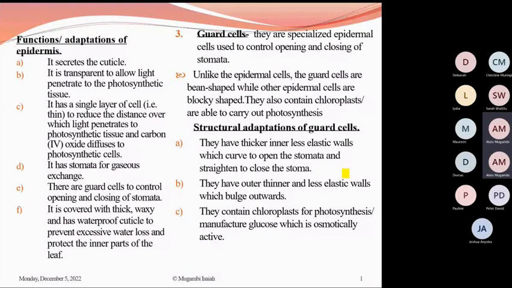In the epidermis, the guard cells control the opening and closing of the stomata. It is also covered with a thick, waxy, waterproof cuticle to prevent excessive water loss and protect the inner parts of the leaf. If you had not written that, you should note that.